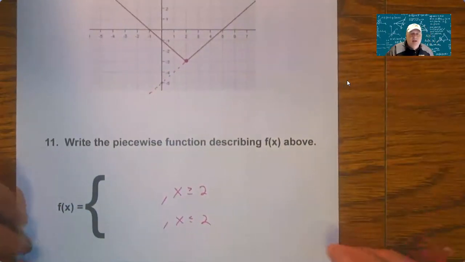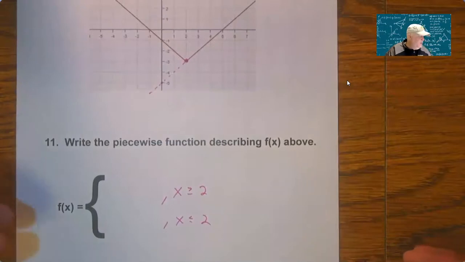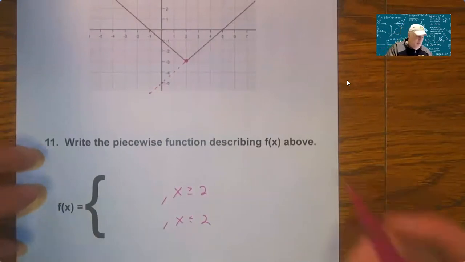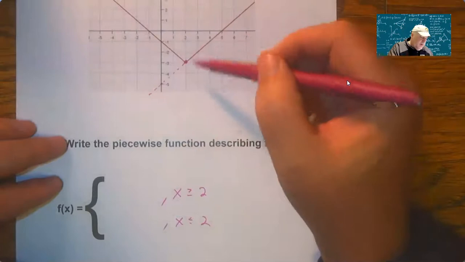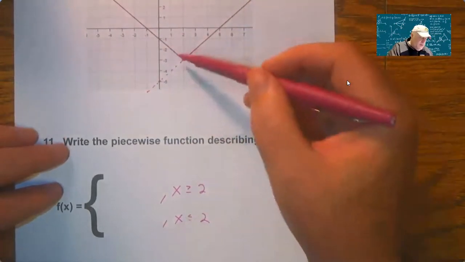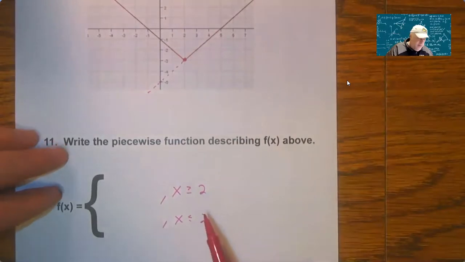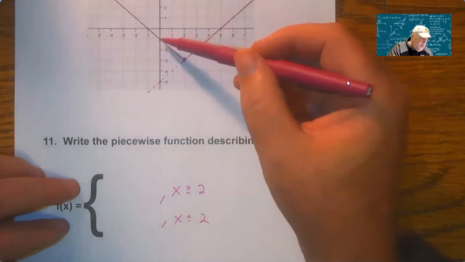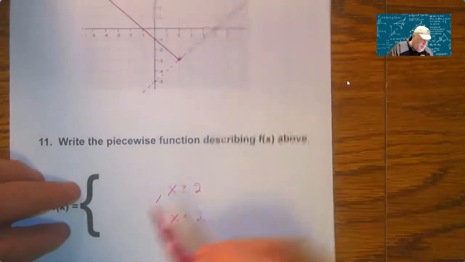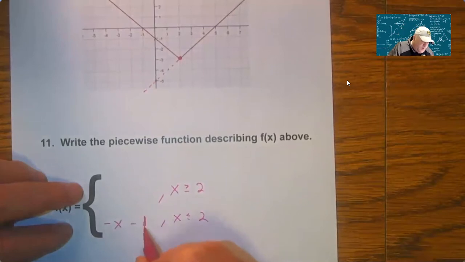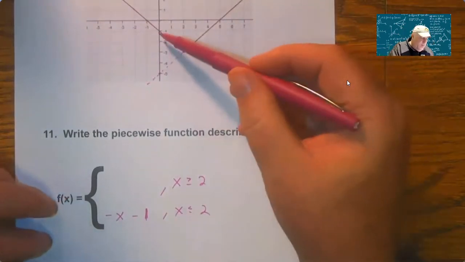So how do you make a linear equation? That's what we're going to be dealing with here. And the answer to that is y equals mx plus b. So let's do this line first because it's less than or equal to 2, which I put on the bottom. Typically we write that on the top, but it doesn't matter. The y-intercept is -1, and the slope is -1. So -x minus 1. Okay, so figure out the slope and then the y-intercept.